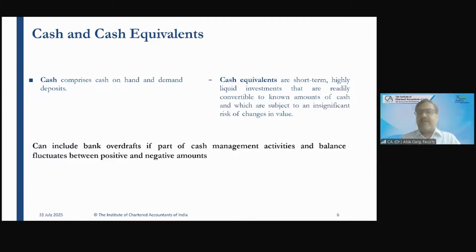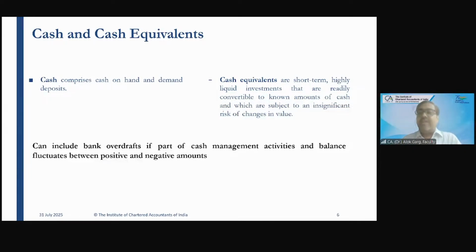So this overdraft facility is a kind of borrowing, short-term borrowing, a current liability. So in our Accounting Standard 3, whenever we have a bank overdraft, it is a short-term borrowing. It comes under short-term borrowings in the balance sheet, and it will be shown as a cash flow from financing activity.